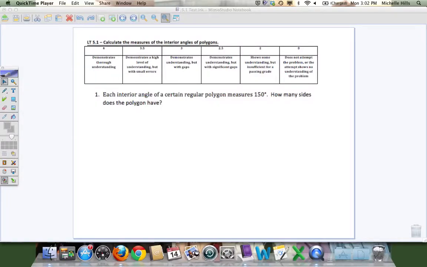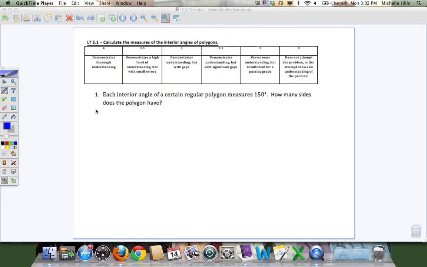So there are a couple of different ways to approach problem one. From here, I can use the idea of the sum of the interior angles of an n-gon, or I can use the exterior angles of a polygon. To use the interior angles, I'm just going to set this up.